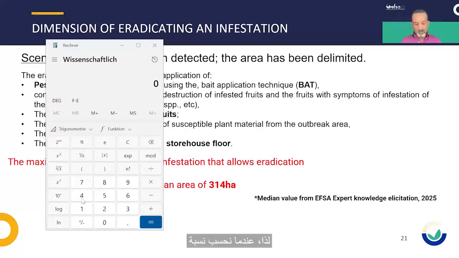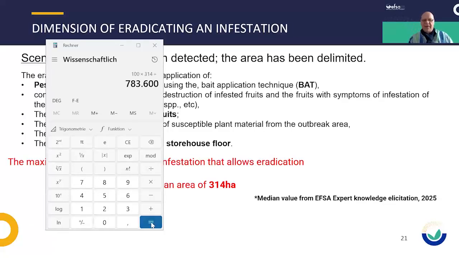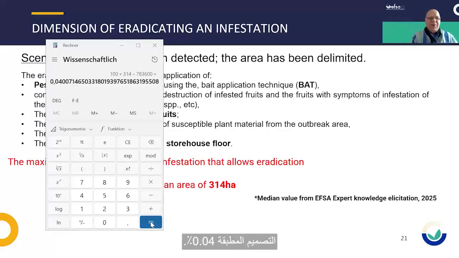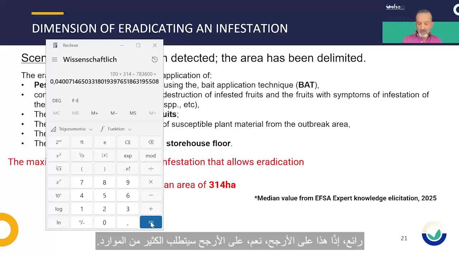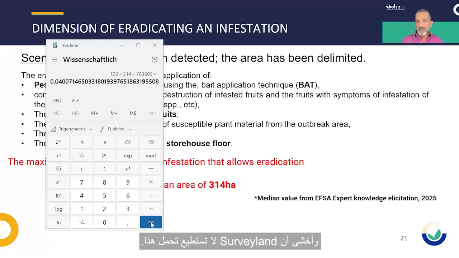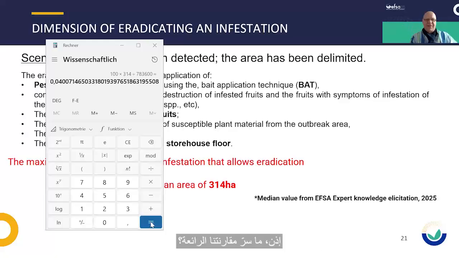So when we make a percentage out of 314 hectares from 783,600 hectares, then the applicable design prevalence would be 0.04%. Wow, it's so high. This would probably require a lot of resources. And I'm afraid that Surveyland cannot afford this. So, yeah, what's with our nice parallel?